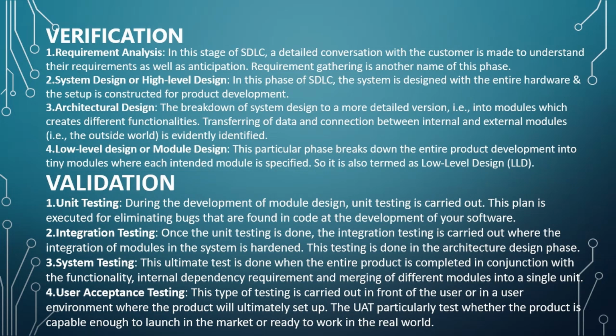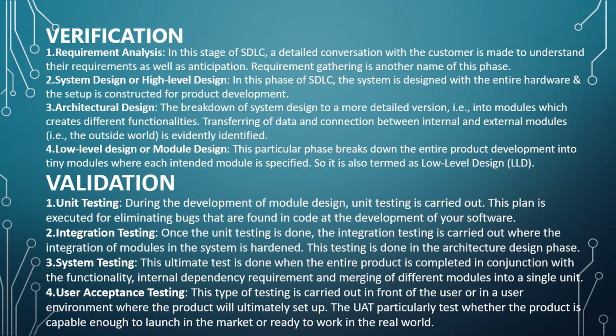Now let's see what we get in validation. First, unit testing. During the development of the module design, unit testing is carried out. This plan is executed for eliminating bugs found in the code during the development of your software. 2. Integration testing. Once the unit testing is done, integration testing is carried out, where the integration of the modules in the system is checked. This testing corresponds to the architecture design phase.